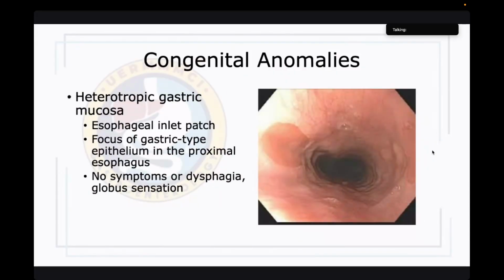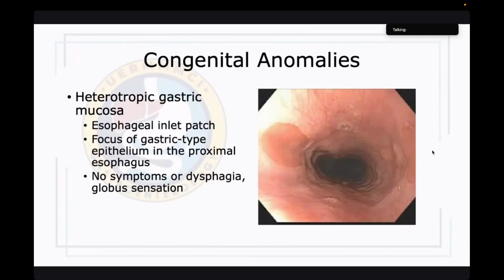A congenital anomaly of the esophagus affecting adults is heterotopic gastric mucosa. This is also known as esophageal inlet patch. So this is a focus of gastric type epithelium in the proximal esophagus. So it's like an area of ectopic gastric tissue, and on endoscopy it appears as a well delineated salmon pink area on the wall of the upper esophagus just below the upper esophageal sphincter.